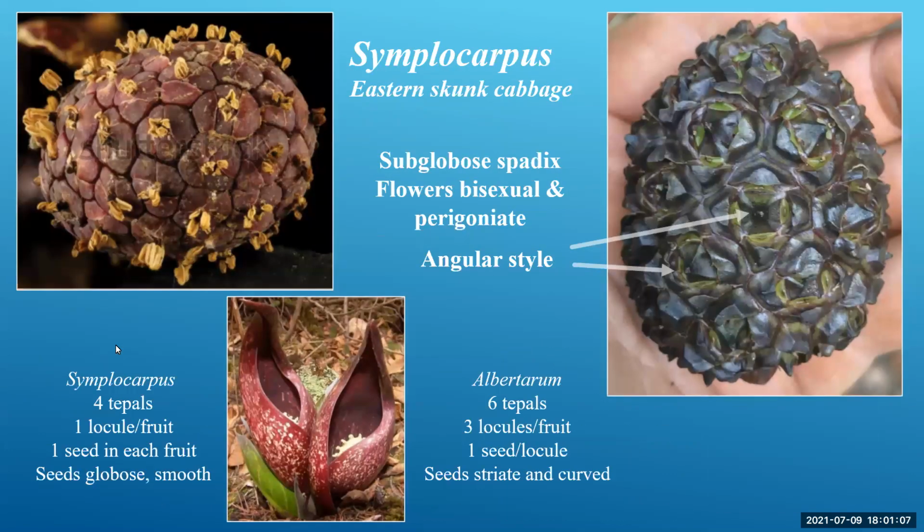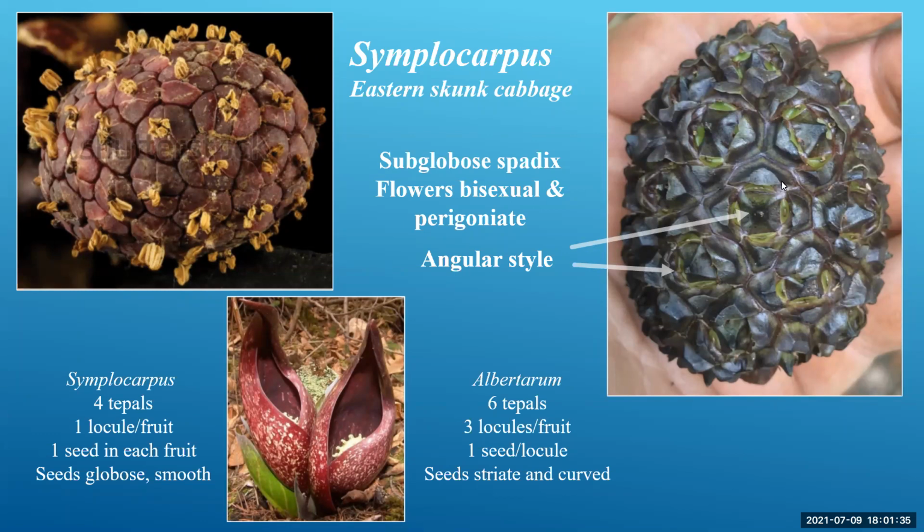These authors compared the inflorescence or the spadix of Albertarum to Symplocarpus. This is Eastern skunk cabbage. Now, what I've illustrated on the upper left is just the spadix itself. The yellow stuff are pollen sacs, so the stamens are sticking out, and then we have the tepals here on either side.